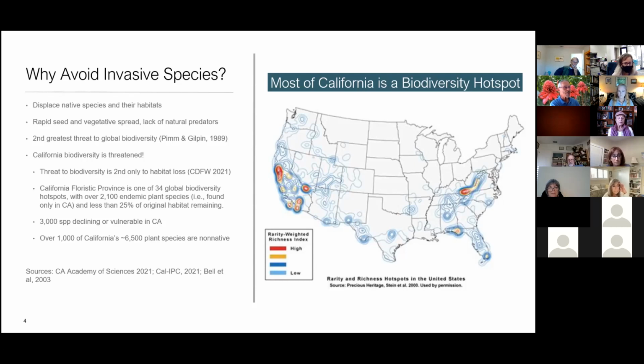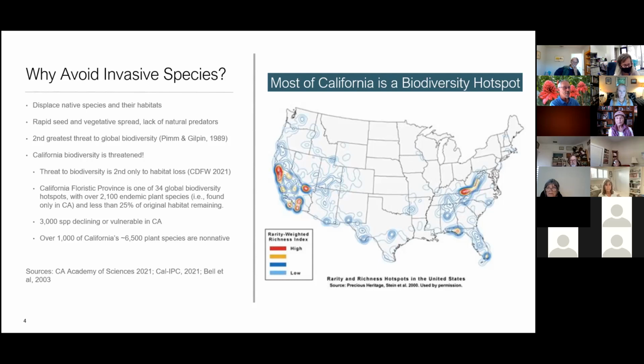Typical for invasive species, as a general rule, is they have a rapid seed and or vegetative spread. So they spread rapidly. And they lack natural predators. They don't have the bugs, the fungal diseases, and other things in their new habitat that can control them. They're considered the second greatest threat to global biodiversity. And in California, similarly, second greatest only to habitat loss.